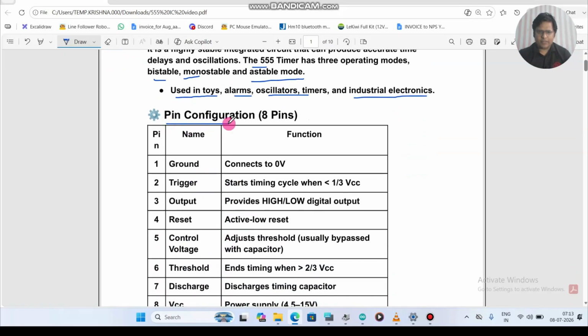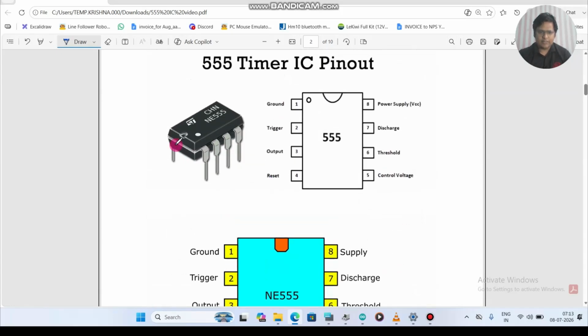Now coming to the pins, how many pins are there? A total of 8 pins. Let me show you here. This is how the IC looks. It comes in a DIP package, dual inline package.